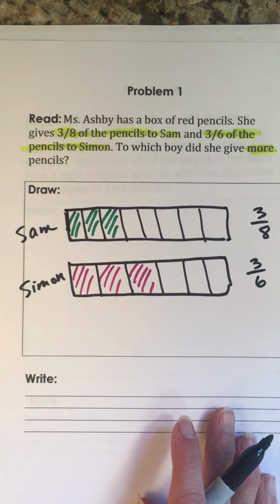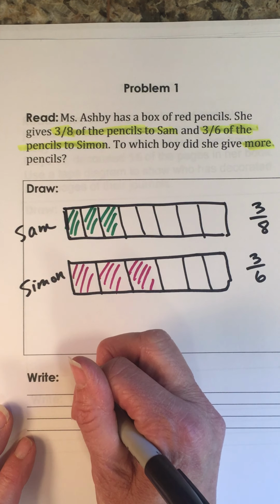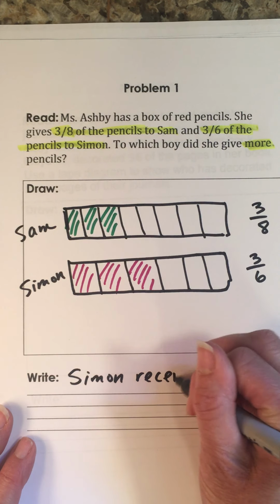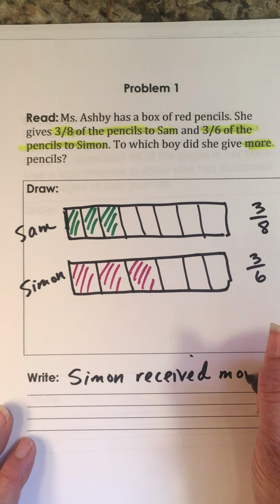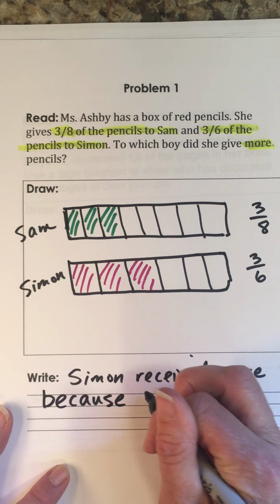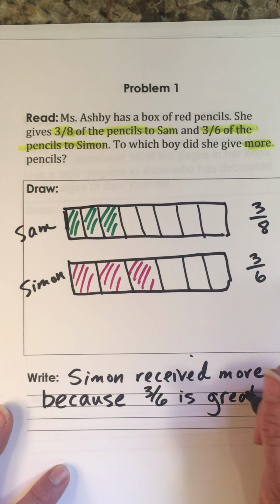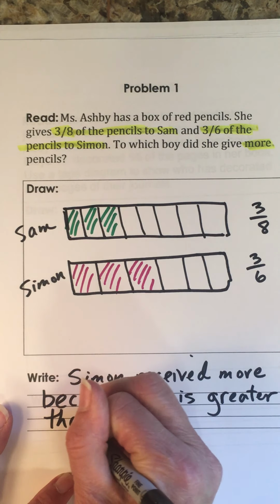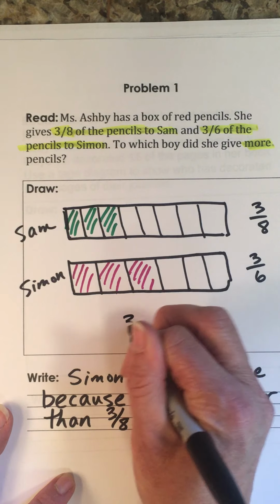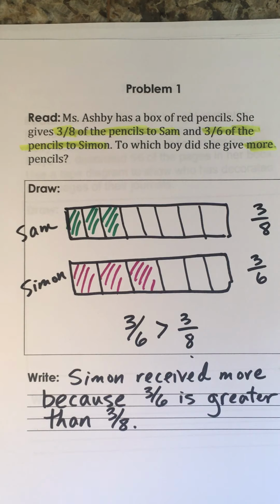So then I would write in my answer here, Simon received more because 3/6 is greater than 3/8, right? And I could even write it like this: 3/6 greater than 3/8. Okay?